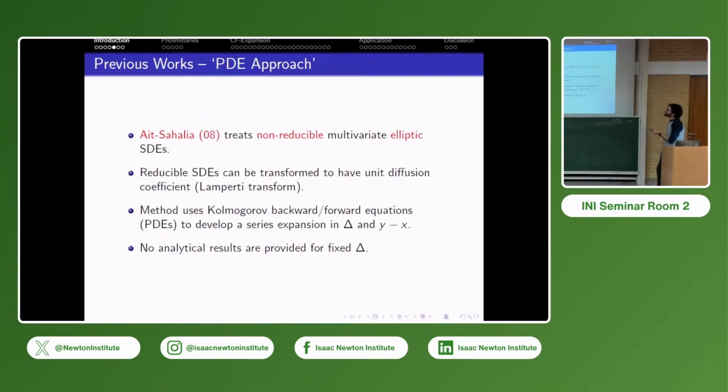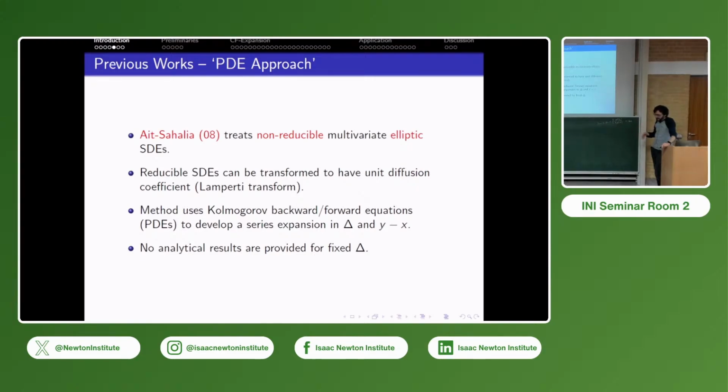Then this author came up with another paper that treated a bigger class of multivariate SDEs. There's a class of SDEs that comes under the name of reducible SDEs. Reducible SDEs are the ones for which you can apply one transformation, and you can change them into an SDE with a unit diffusion coefficient, right? So the previous contribution was essentially for reducible stochastic differential equations.